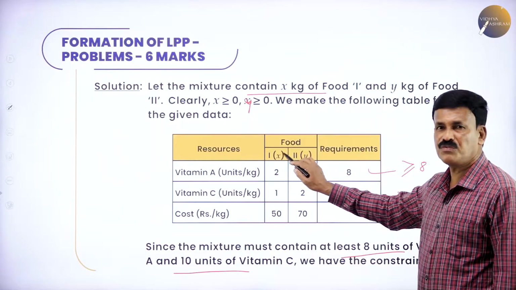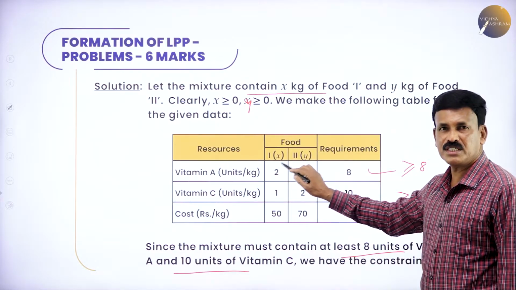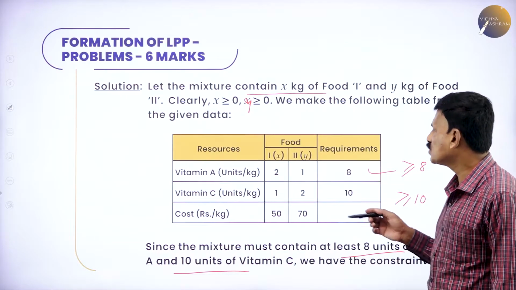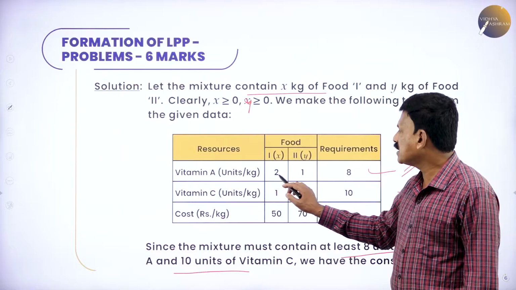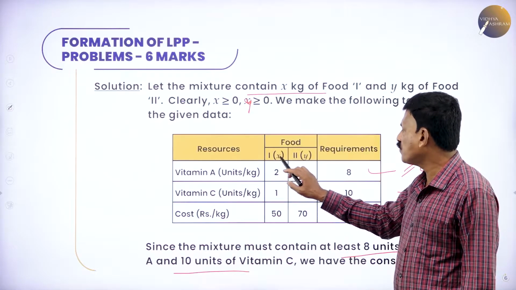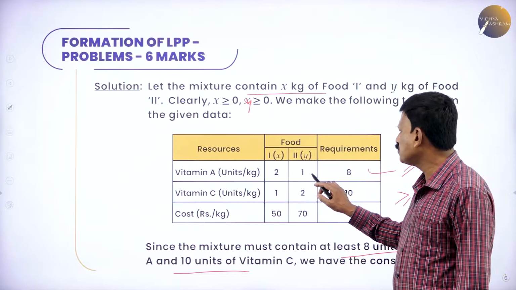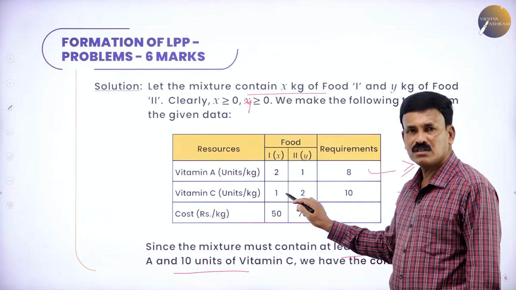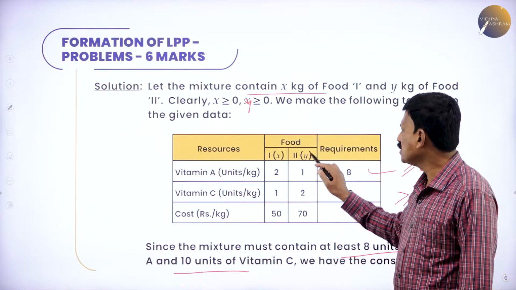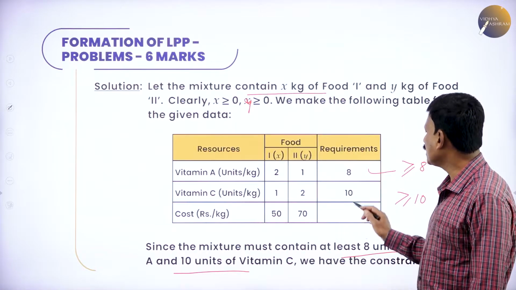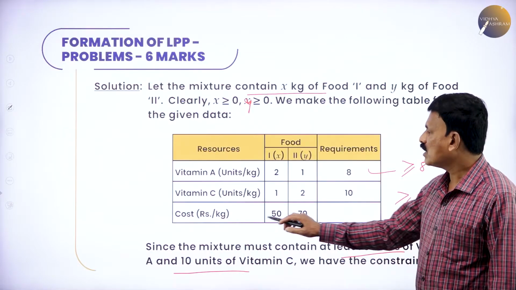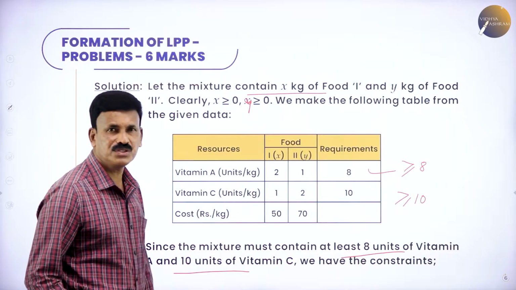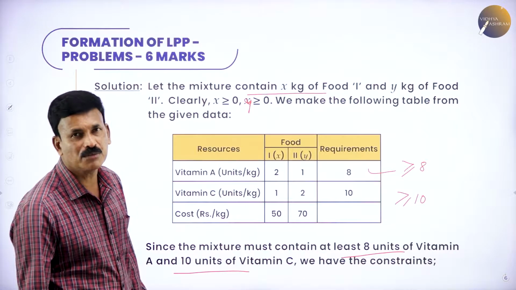There are two types of food, type number 1 and type number 2, and the requirement is given. Vitamin A contains 2 units in the first food and 1 unit in food type 2, and the requirement is 8. For vitamin C, the first food has 1 unit and the second food has 2 units, and the requirement is 10. The cost in rupees is 50 for the first food and rupees 70 for the second type of food.